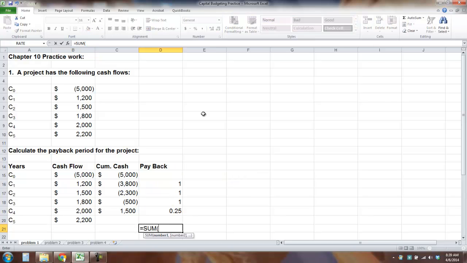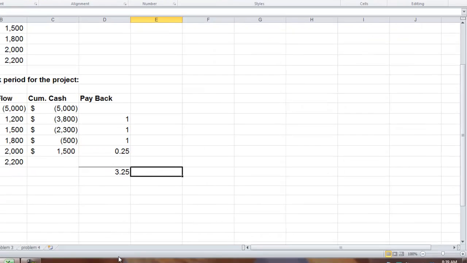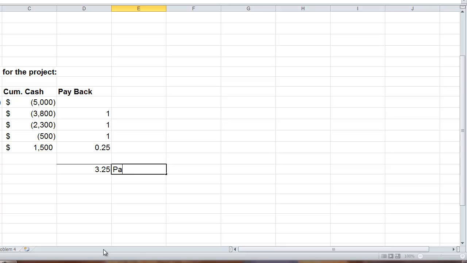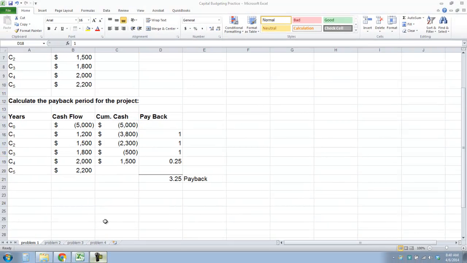So the payback on this project is 3 1/4 years. We just add these together: 3.25 years. So this year we didn't get our money back, this year we didn't turn positive. Payback is when are we going to get our money back?